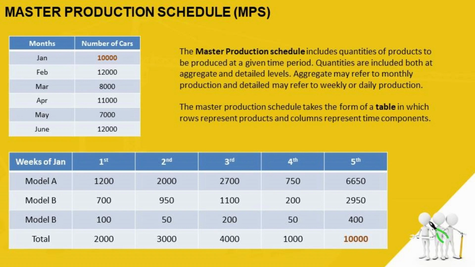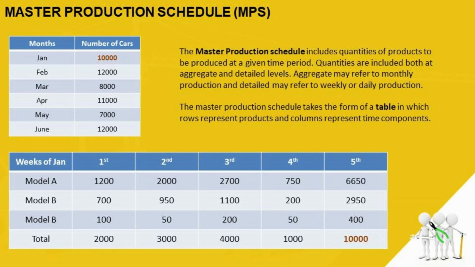The master production schedule takes the form of a table in which rows represent products and columns represent time components. Let's understand it with the help of an example. Let's consider the number of cars to be manufactured by one automobile company in upcoming months. Let's say for the months of January, February, March, April, May and June, the number of cars to be manufactured is 10,000, 12,000, 8,000, 11,000, 7,000 and 12,000 again, as you can see here.